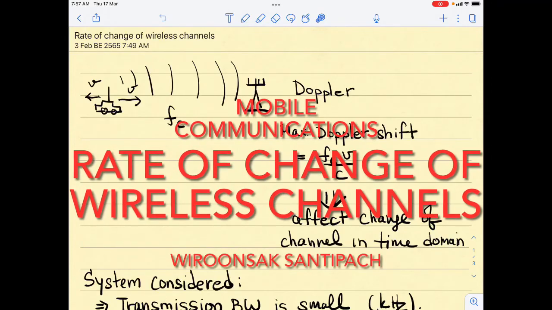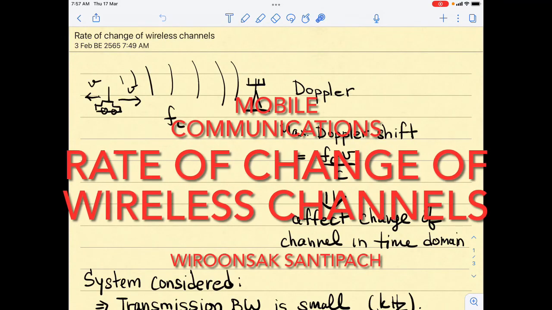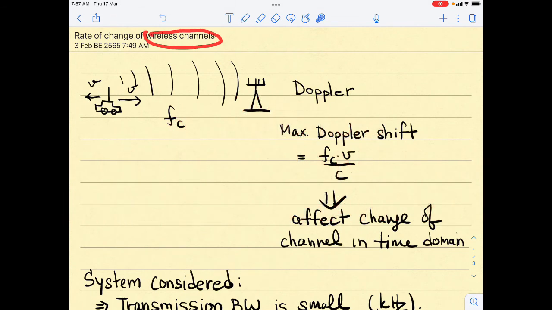In this clip, we're going to look at how wireless channels change with time, or the rate of change of wireless channels. And this is mainly caused by what we call the Doppler effect. Okay, so let's see what's going on here.